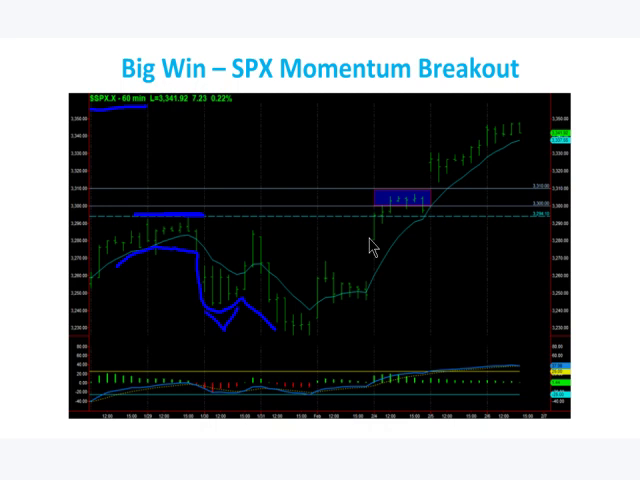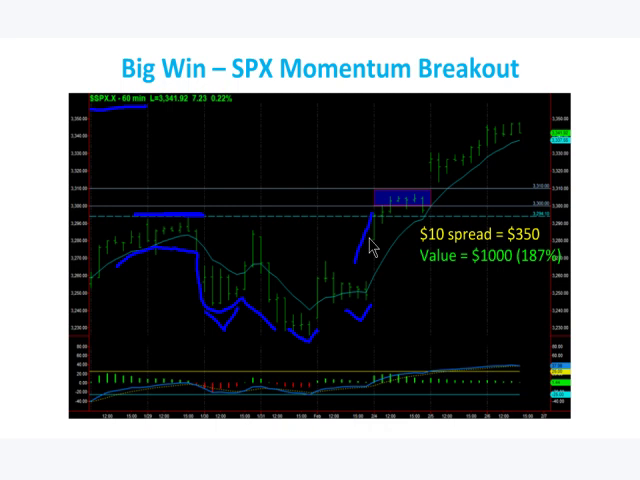We actually put in an inverted head and shoulders pattern. And then we gapped up into this resistance level. And once we broke 3,300, we did a $10 wide spread, and we got in for about $350.